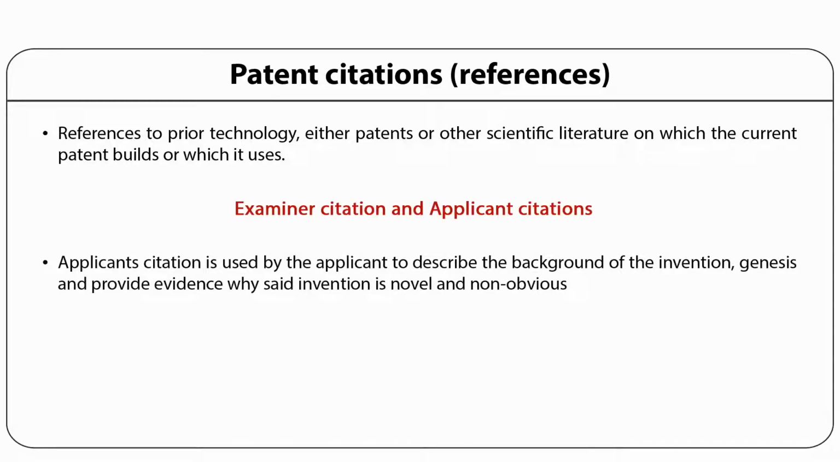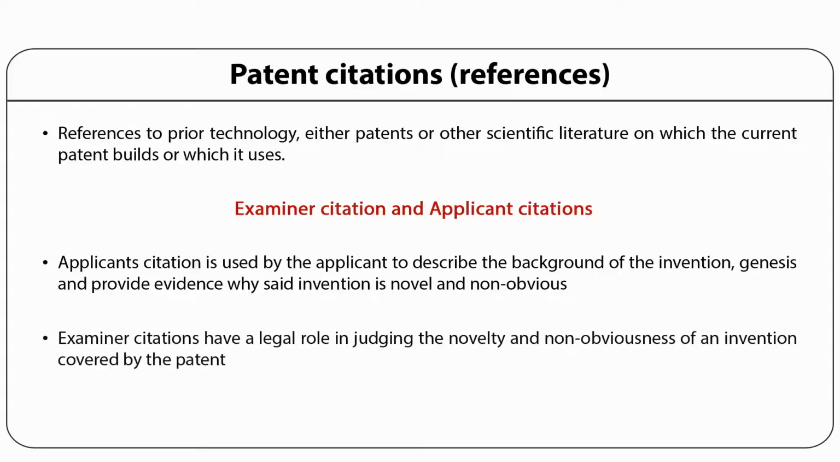Application citation is used by the applicant to describe the background of the invention, its genesis, and provide evidence of why the said invention is novel and non-obvious. So this application citation also acts as a sort of establishing the claim of a patent, that is, why this patent needs to be granted. A more legal aspect of this patent document is the examiner's citations.